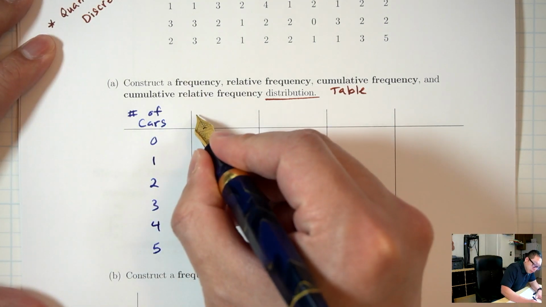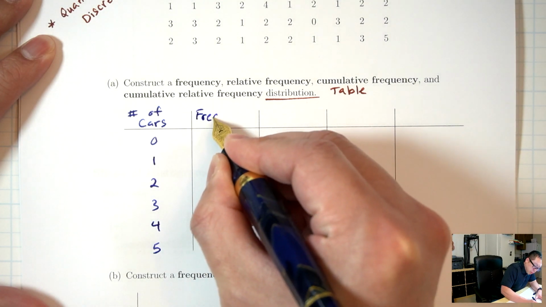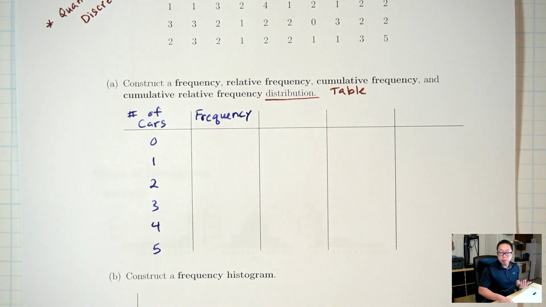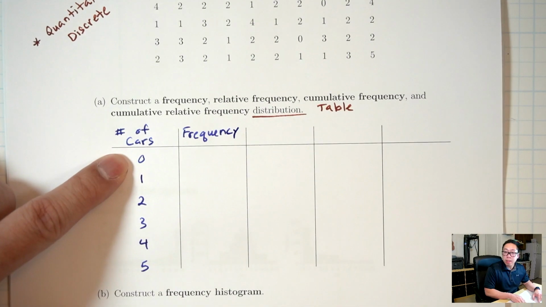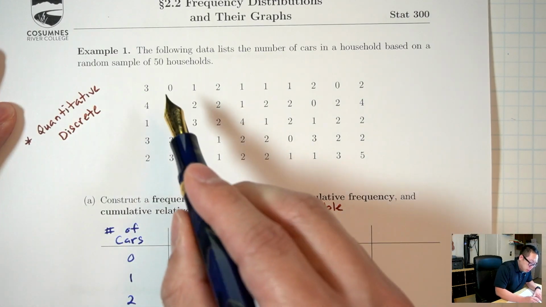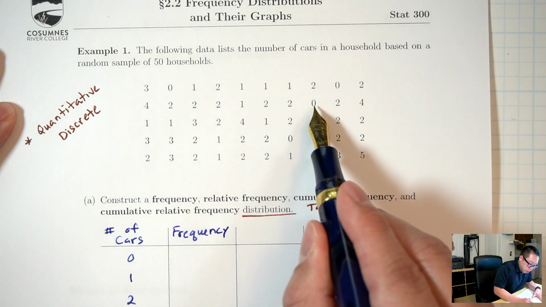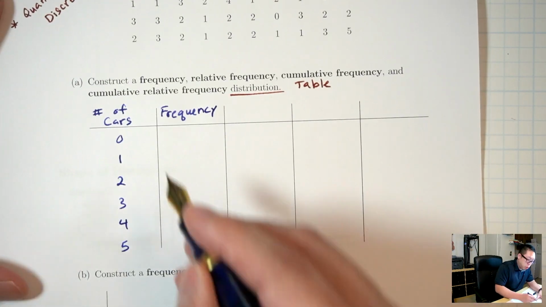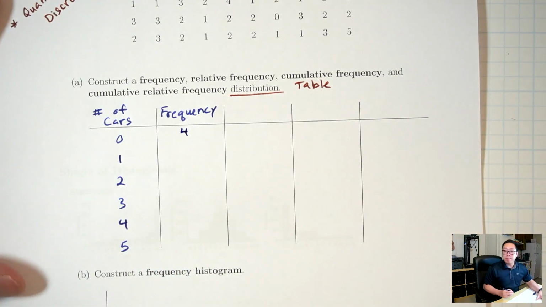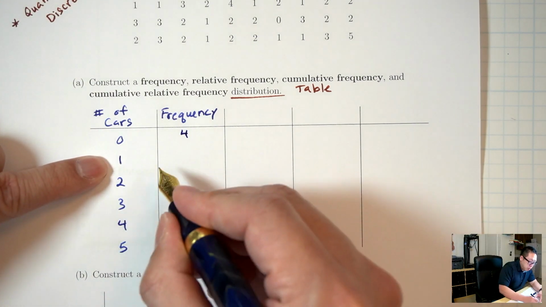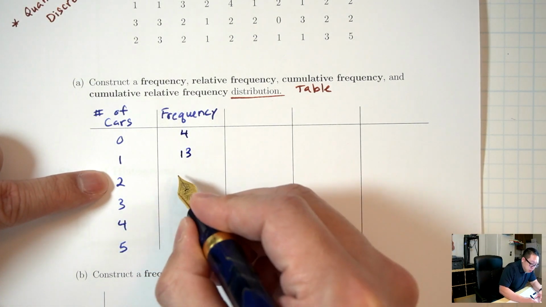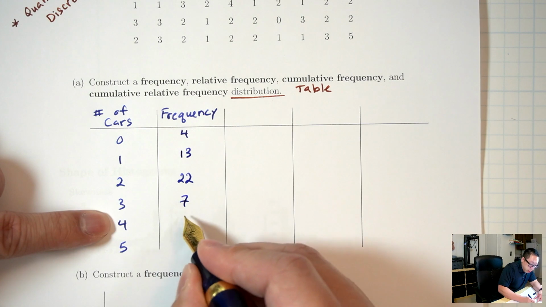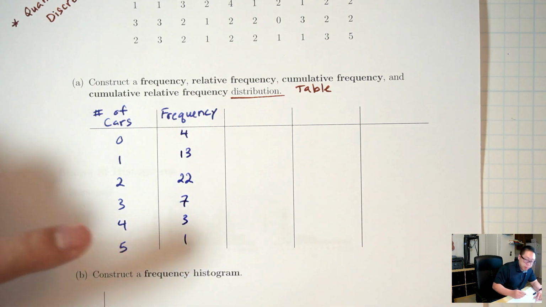Okay, frequency. The word frequency just means how many. So what I'm going to do is count how many zeros I have in my data. I have 1, 2, 3, 4. I think that's it. So there's 4 zeros in my data. I'll tell you ones, there are 13 ones, 22 twos, 7 threes, 3 fours, and 1 five.